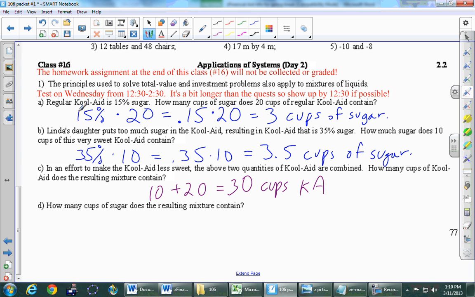Part D, Sebastian. Okay, how do we answer this question? How much sugar is there? We add what to? We add the 3 and the 3.5, right? We know how much sugar is there. So we take the 3 plus the 3.5, and we get 6.5 cups of sugar. And then we'll go to the next page and bring it all together.